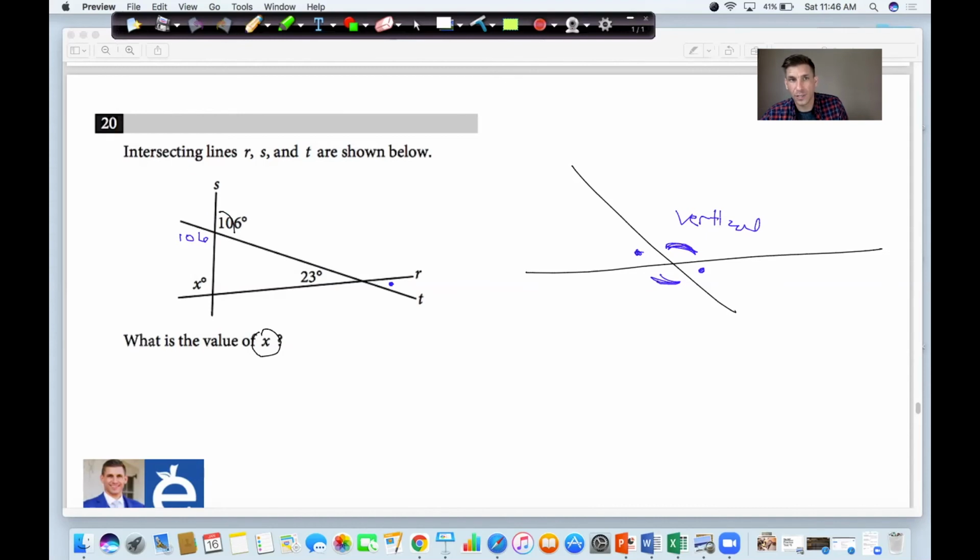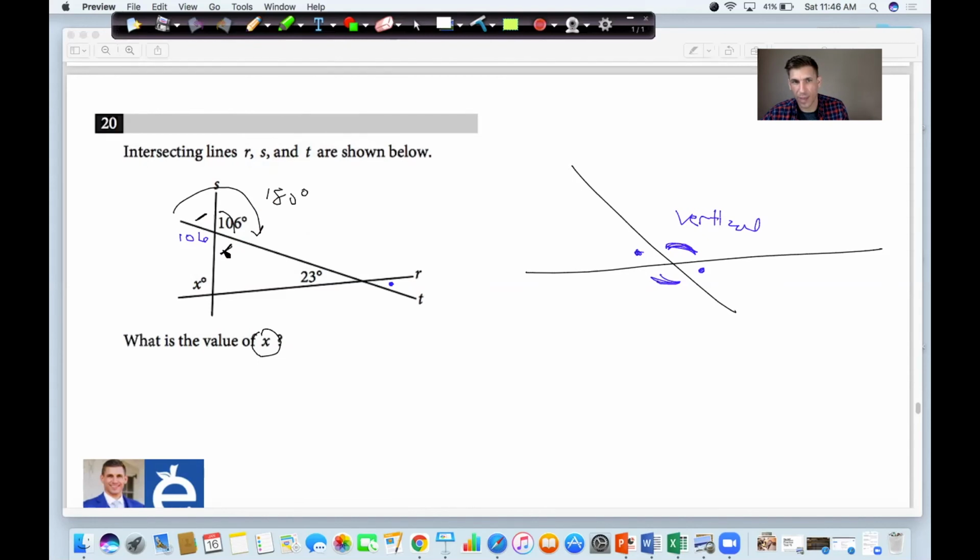Because of the position, I could figure out 106 and this angle here, because these two things together are going to be supplementary, because this is 180 degrees. But the question is, what's the fastest way to get to x? That's what you need to examine. I actually think the fastest way to get to x is to go this way.